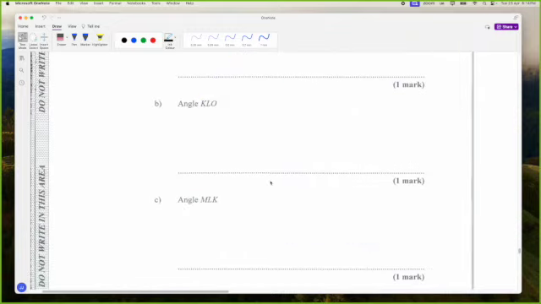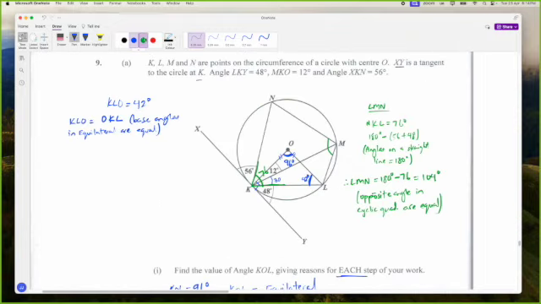Let's see. MLK. So I want MLK now. So that's this whole one there. This is what we got 104 for, right? 104 degrees, and 104 and 76. MLK. Anybody want to help me out? Zara, what did you do for MLK? I did 42 take away 12 and get 30.